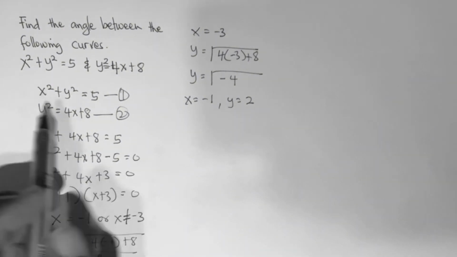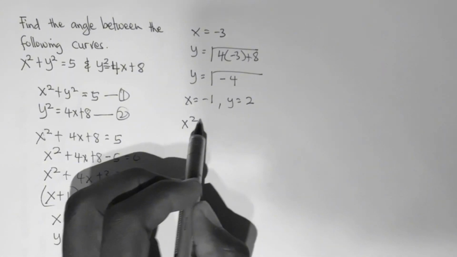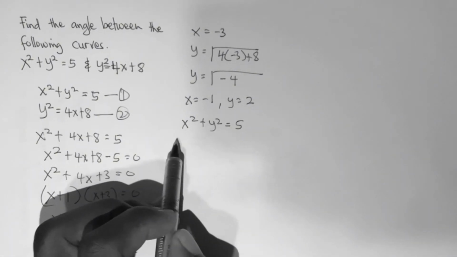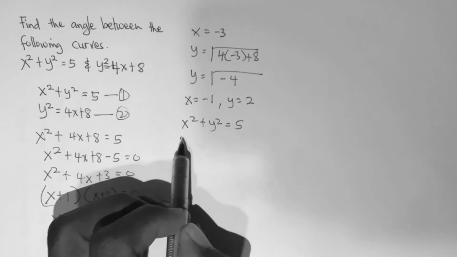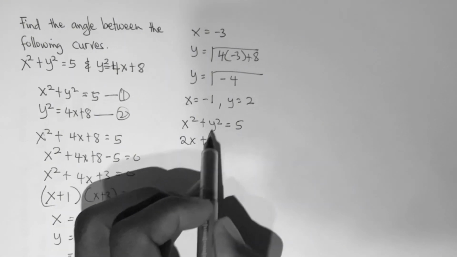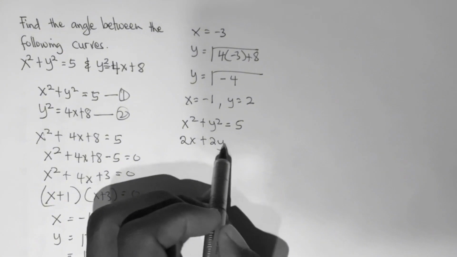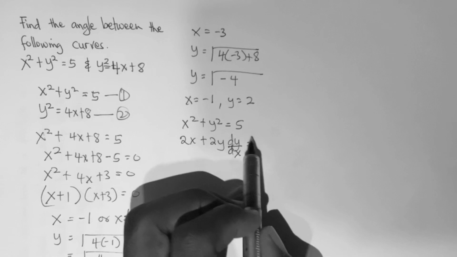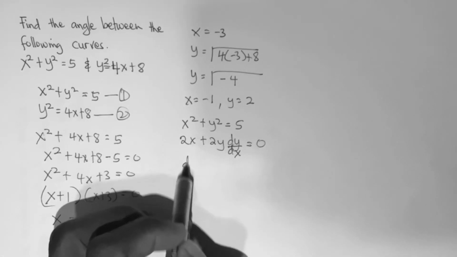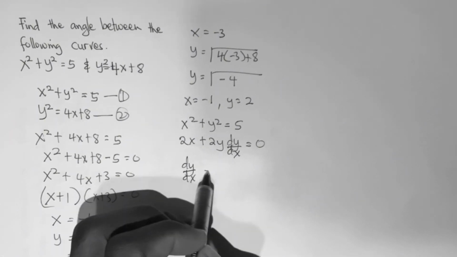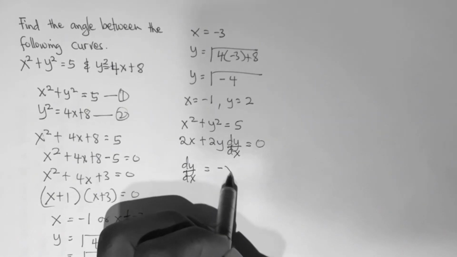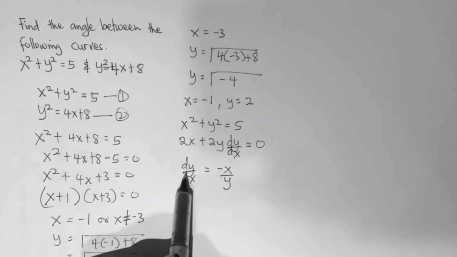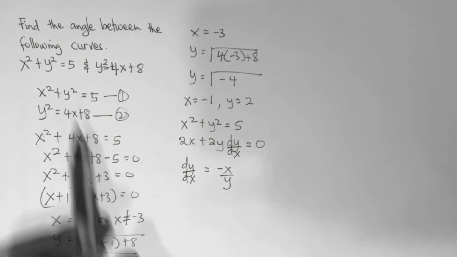So the next thing we need to do is to take equation 1, which is x squared plus y squared equals 5. Then we need to differentiate this equation. If you differentiate x squared, you will get 2x. And if you differentiate y squared, you get 2y dy dx. And this is equal to, if you differentiate 5, you get 0. So if you make dy dx the subject, then dy dx is equal to minus x over y. Now, the reason why we are finding dy dx is such that we can find the tangent to the curve.